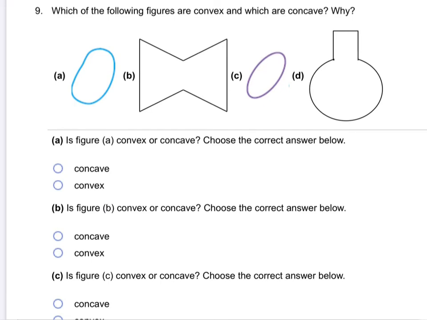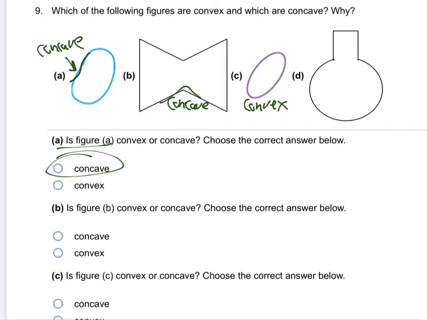9, concave, convex. Basically, this figure here, part A, it comes in just a little bit right there. It's concave. It caves in just a little bit right there. B, also, I think you can see it caves in right there. C does not cave in, so that's convex. D, it's concave right here. It caves in, meaning if you can go from one point to another with a straight line that goes outside the shape, that's concave. It's caved in.